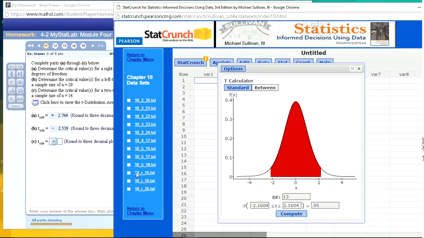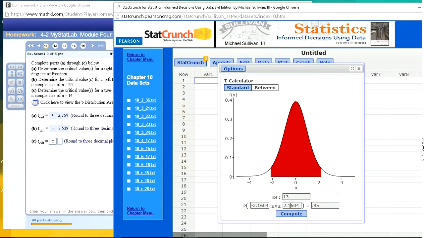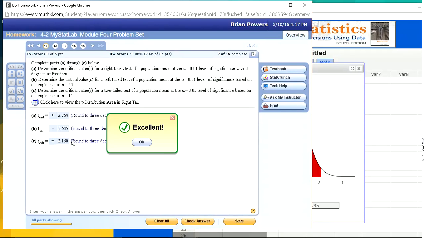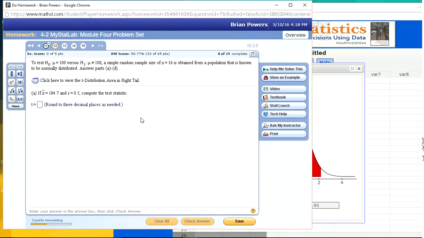So the critical value for us is, we'll use the plus or minus, 2.160. What do you think? Way easier than using the tables. You'll never want to use the tables after this, and you shouldn't. Tables are archaic. That's my opinion.